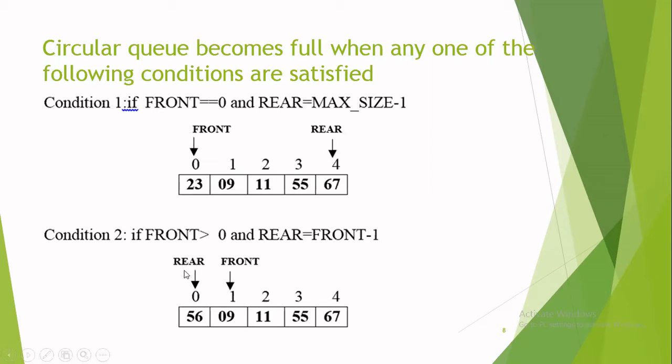In the second case, the rear pointer is just one step behind the front pointer. Even in this scenario, the queue is going to be full. Hence, you will check for this condition. If the front pointer is greater than 0 and the rear pointer is front - 1, just one step behind the front pointer, then you will say that the circular queue is full. These two conditions you have to check before performing any insertion operation in circular queue.